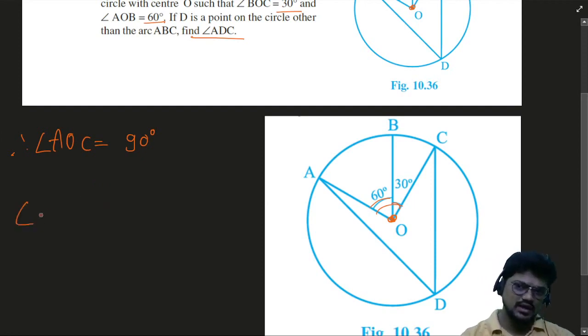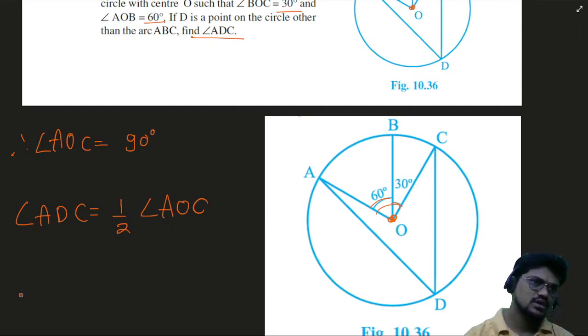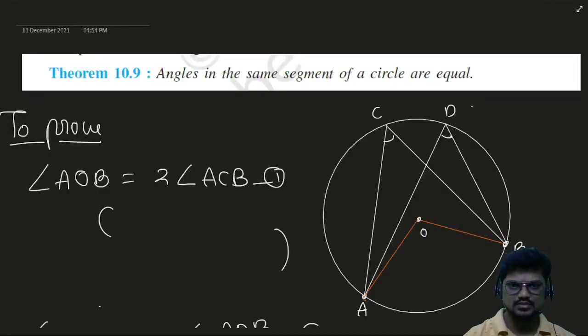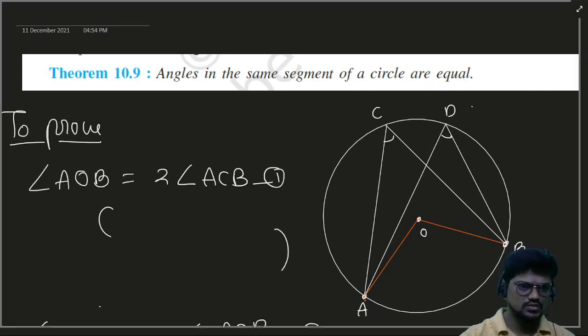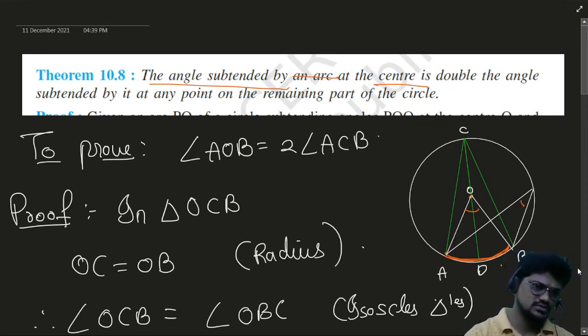That is, angle ADC will be what? Half of angle AOC. Why? Angle subtended by the same arc at the center is double the angle which it subtends at the circle. The same theorem which we have just studied. Whichever it is, the theorem: the angle subtended by an arc at the center is double the angle subtended by it at any point on the remaining part of the circle.